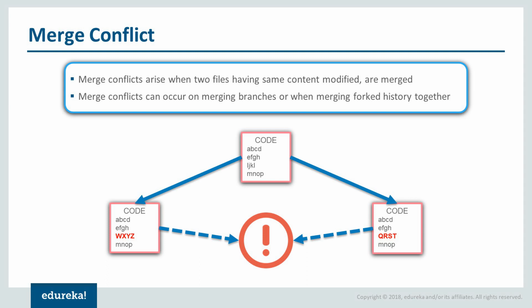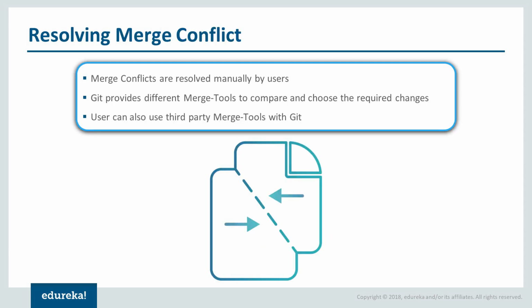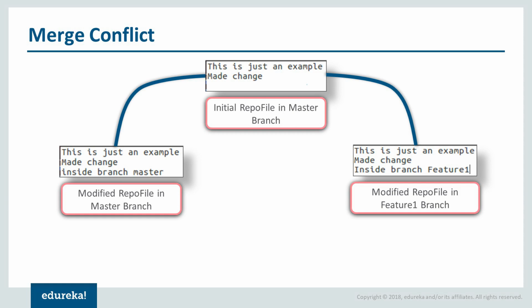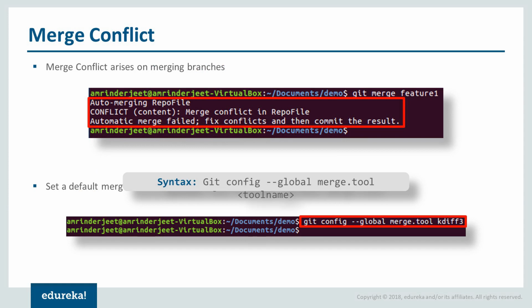Merge conflicts can occur on merging branches or when merging forked history together. Merge conflicts are resolved manually by users. Git provides different merge tools to compare and choose the required changes, which we will see in the coming slide, or the user can use a third party merge tool with Git. So let's look at the example: this is a file in the master branch, and we add some line in the master branch. From the base branch, we create a new branch called feature1 and we add another change in it. So when we merge this branch with the master, we'll get a merge conflict.